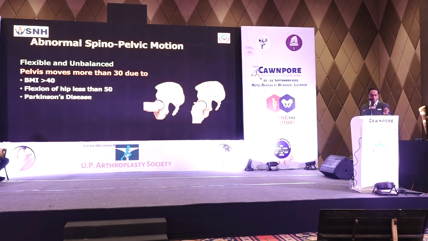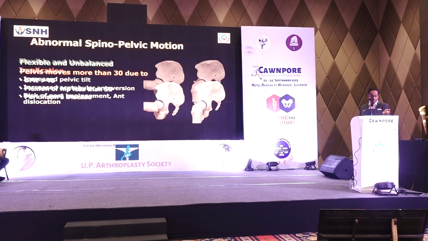Then you have a flexible and unbalanced. In this, because of maybe a high BMI, the belly is protuberant, or the thigh is very thick. So the flexion of the hip in these cases is less than 50 degrees once you come into a sitting position. So when you sit, the pelvis moves further back, and the movement is more than 30 degrees. The pelvis has to move more than 30 degrees to accommodate sitting. This can also happen in some neurological disorders like Parkinsonism.